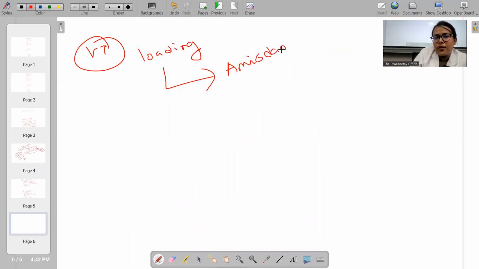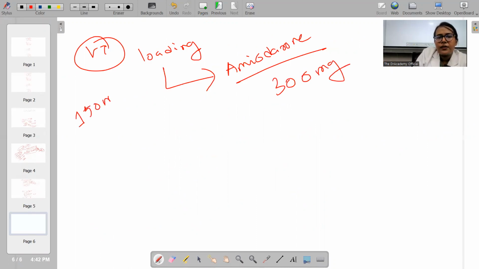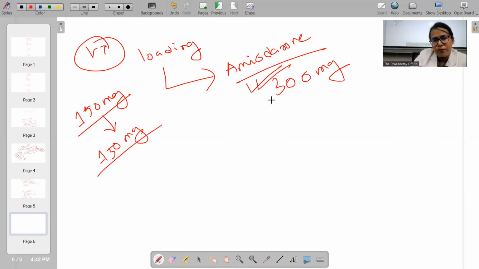Simple. What's the loading dose of amiodarone? It's 300 milligrams. In our country, they usually start off with 150 milligrams, and then if the patient is not responding within minutes, they go for another dose of 150 milligrams. But for MRCP purposes, remember the 300 milligram dose, okay? And we usually wait for the ventricular tachycardia to go back to sinus rhythm.